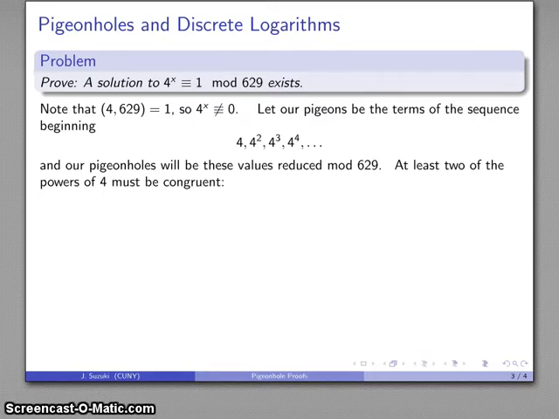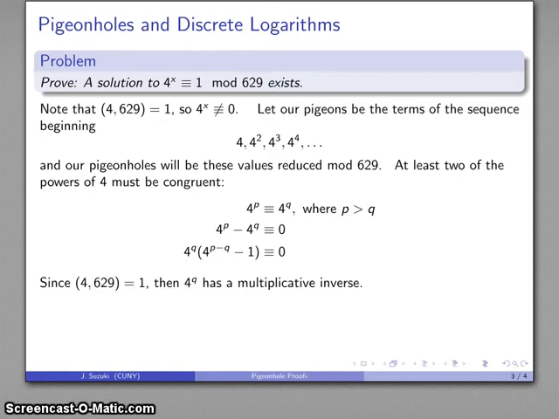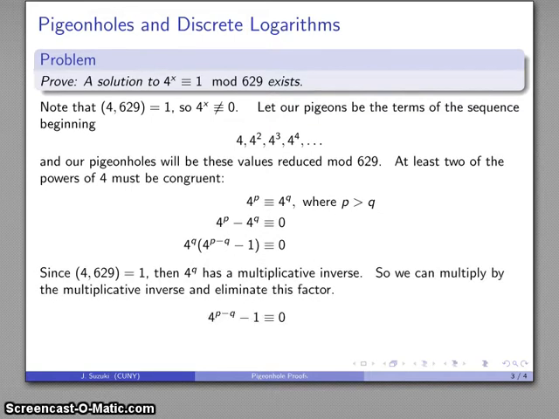Which tells us that at least two of the powers of 4 have to be congruent. So I don't know what they are, but I'll call them 4 to the power p and 4 to the power q, and the thing I can assume is that p is going to be greater than q. Well, I can do a little bit of algebra. I could do a little bit more algebra. And because 4 and 629 are relatively prime, I know that 4 to the power q has a multiplicative inverse. Well, I know that 4 has a multiplicative inverse, so multiplying that by q times, I can get my multiplicative inverse of 4 to the power q, so I can eliminate that factor, and I get 4 to the power p minus q minus 1 congruent to 0, which tells me that some power of 4 must be congruent to 1. So I'm guaranteed that some solution actually has to exist.